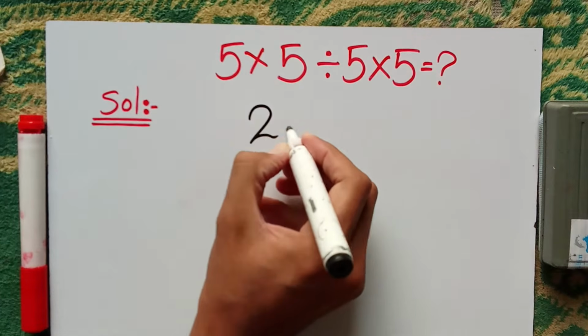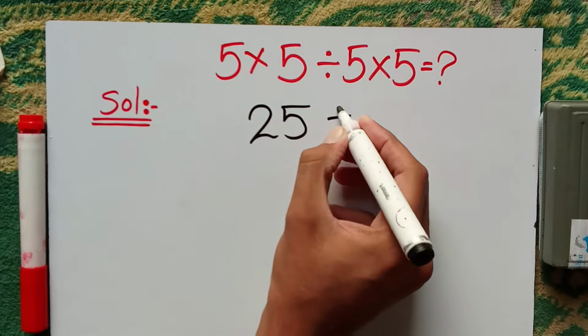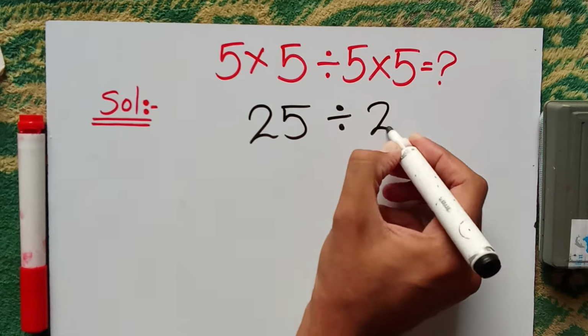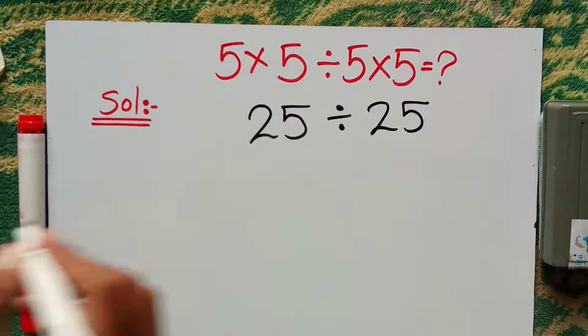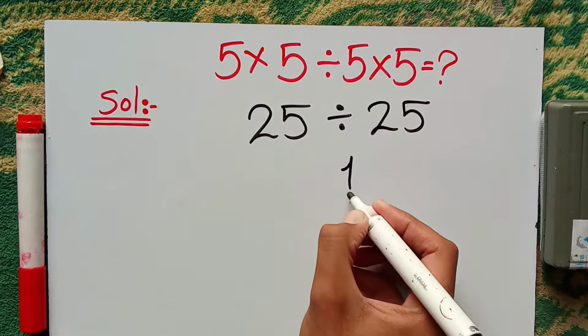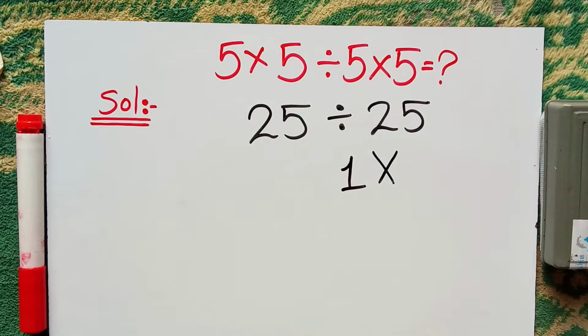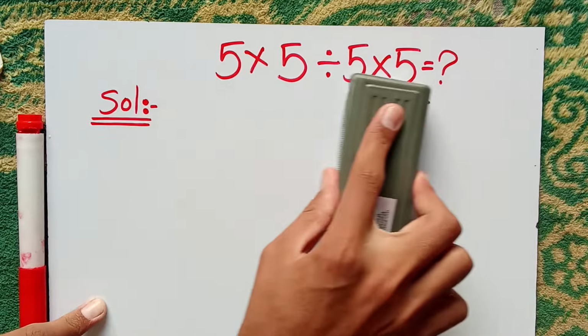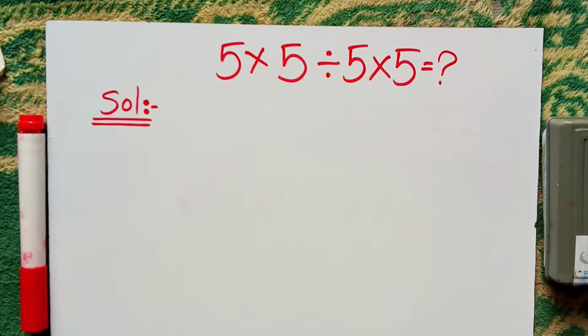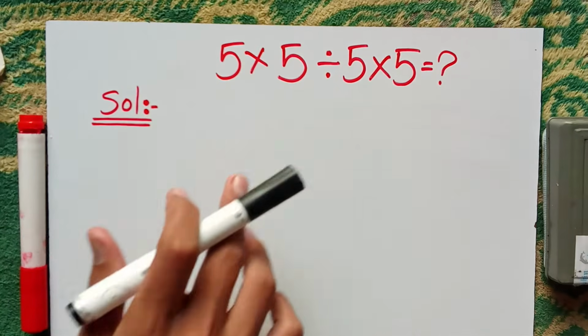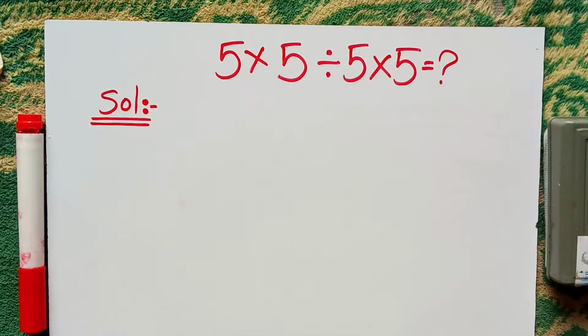5 times 5 equals 25, divided by 5 times 5 equals 25. 25 divided by 25 equals 1. But this answer is absolutely wrong because of the order of operations, which is called the PEMDAS rule, which says that multiplication and division have equal priority and we solve them from left to right.